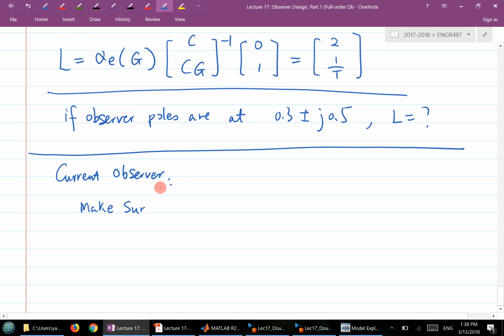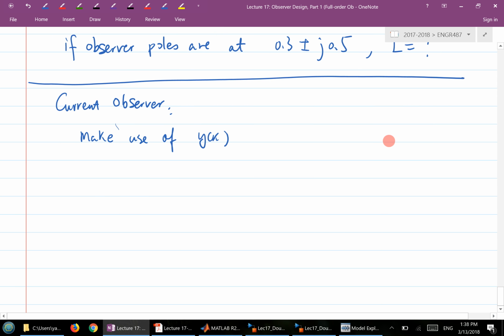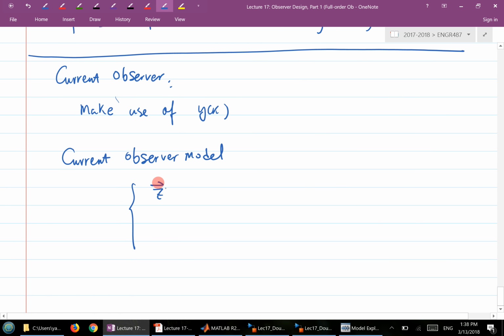The current type of observer is basically where we make use of this y of k, the output y of k here. What it means, I'll write down the model here and show you what I mean by making use of this. Here is the current observer model. It has two steps. The first step is this: z of k plus 1 equals G x hat of k plus H u of k. This is step 1.